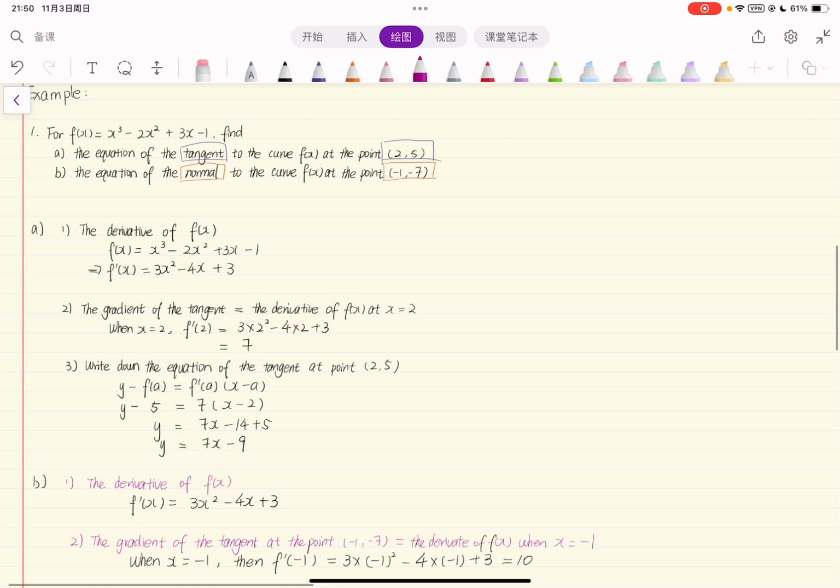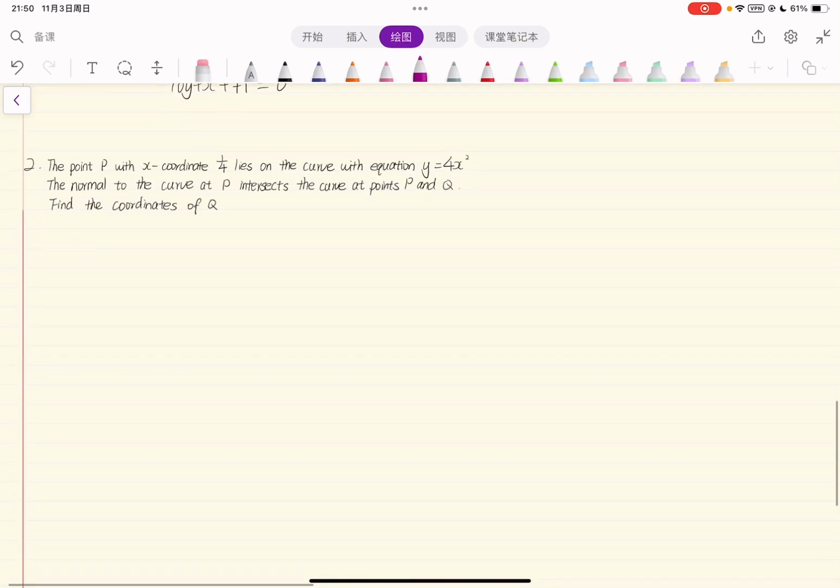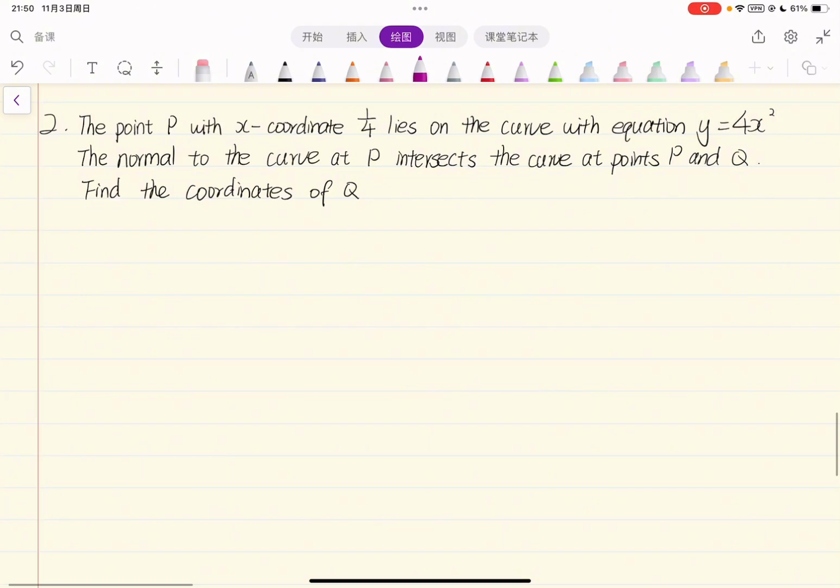So we have done the first question. Now let's move on to the second question. The question says that the point P with x coordinate 1 over 4 lies on the curve with equation y equals 4x squared. The normal to the curve at P intersects the curve at points P and Q. Find the coordinates of Q.